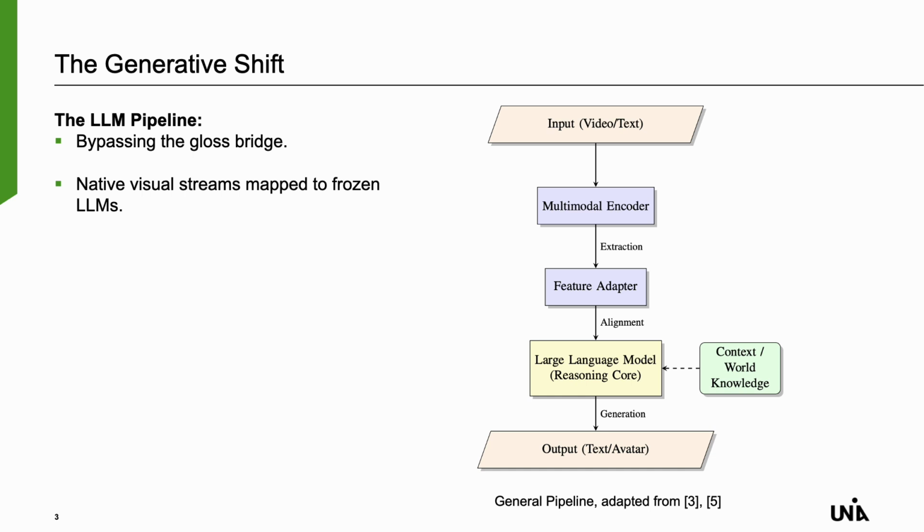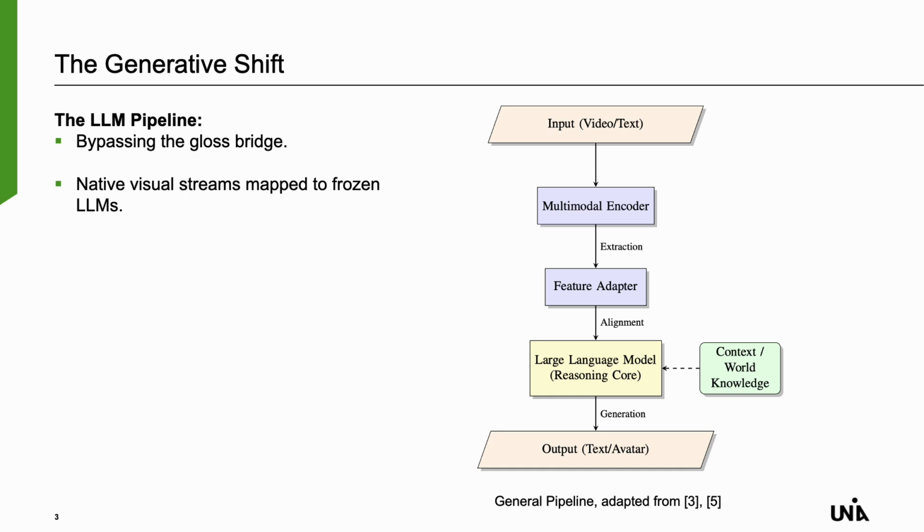Thankfully, the introduction of LLMs sparked a massive generative shift in the field. The new LLM pipeline completely bypasses that restrictive gloss bridge. Instead of relying on the manual text labels, modern architectures map native visual streams directly into the framework of a frozen LLM. As the diagram shows, the process now usually starts with a multimodal encoder that extracts visual features directly from the video input. A feature adapter then takes those visual cues and aligns them so that the language model can understand them. So the real magic happens in the reasoning core.